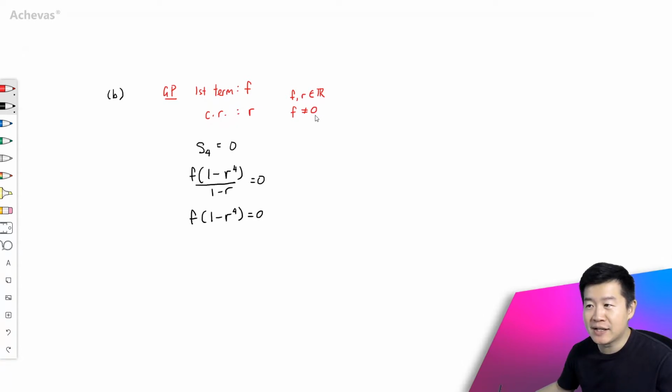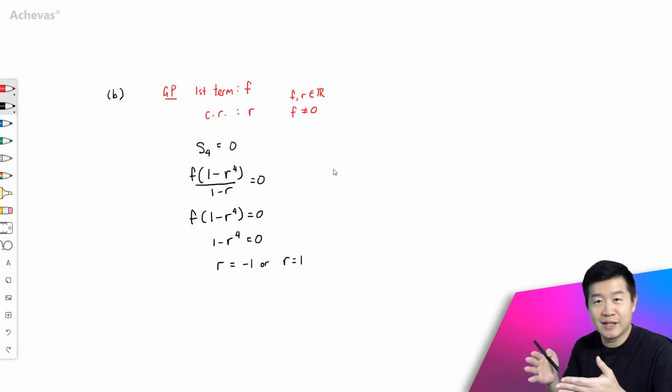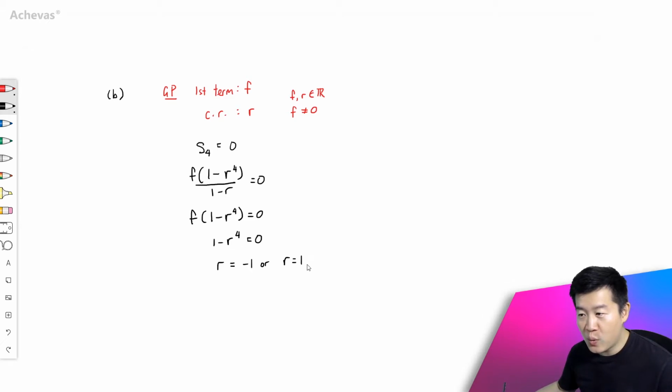Since it is given to us that f, the first term, cannot be equal to 0, this tells us that 1 minus r to the power of 4 has got to be the one that is equal to 0, which means that r, solving this, can be either minus 1 or 1. But for a geometric progression, r cannot be equal to 1, or else every single term will just be the first term, the first term, the first term. We will not see the geometric progression pattern. So 1 is going to be rejected, which means that r has to be equal to minus 1.